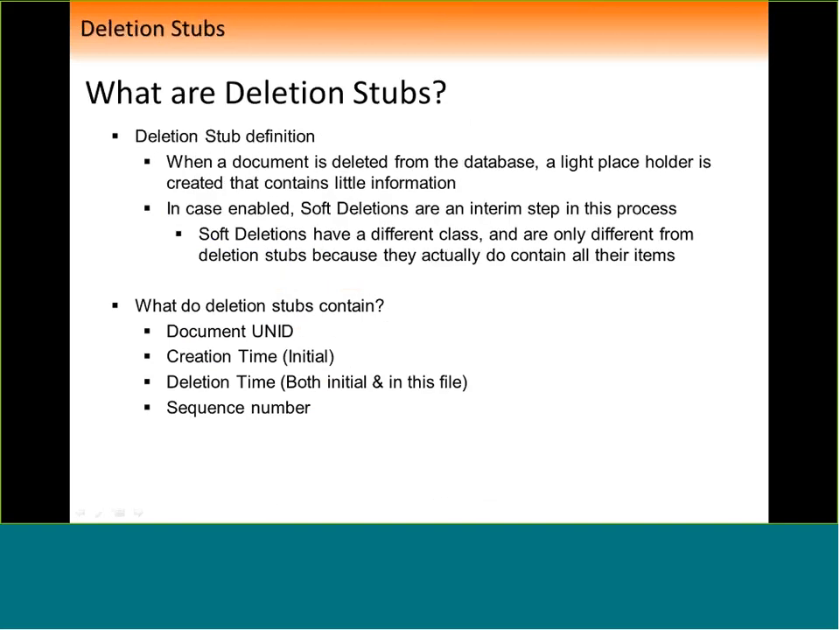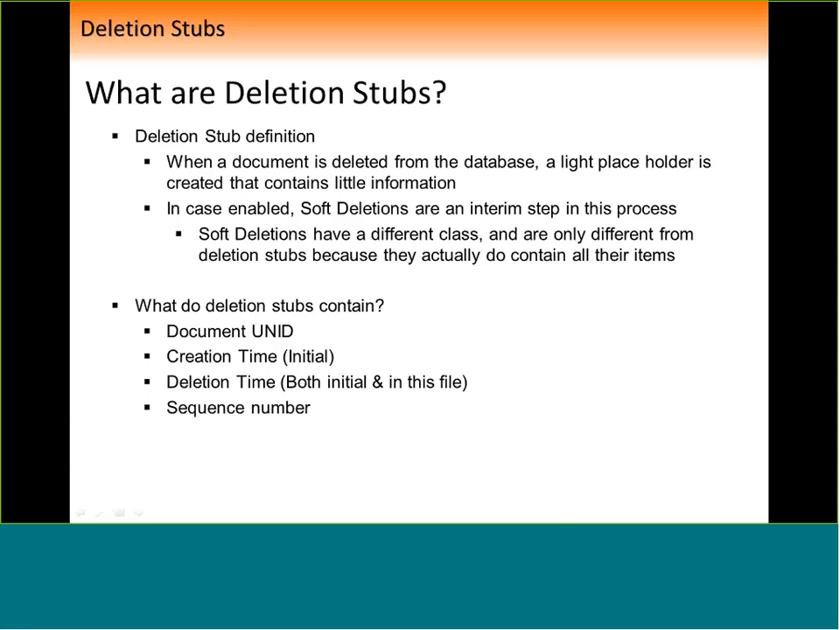Ben's taking you through all the anatomy of the document. What are all the different parts and pieces that are involved as far as comparing documents? Obviously, one of the things we also have to take into consideration are deletion stubs. A deletion stub is created anytime a document is deleted from a database. You would just think of it as a light placeholder that contains basic information about that document, and it does contain literally basic information. All of the item values are gone.